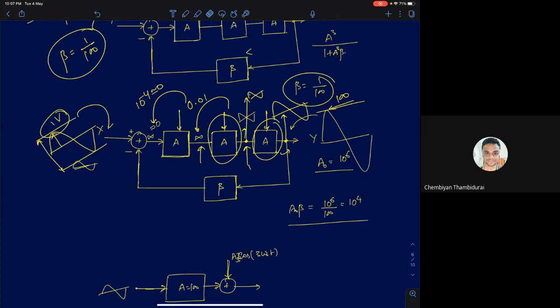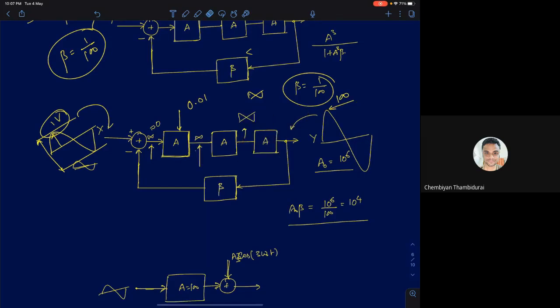Now you tell me, which amplifier's nonlinearity matters the most? The first amplifier's input is negligibly small. So of course it's contributing some nonlinearity here, but I'll ignore it. The second amplifier is also contributing some nonlinearity, but I'm also going to say it's negligibly small, so I'll ignore it. But the third one is going to contribute significant nonlinearity, so I can't ignore it. So I'll consider that. Now, do you see something interesting here?